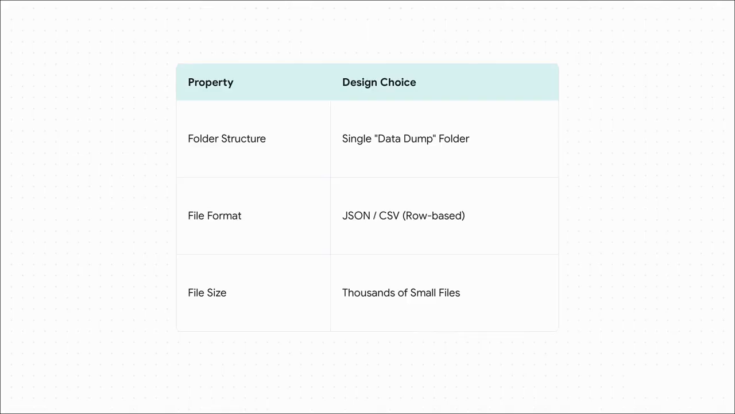So here's the anatomy of our problem. These are the design choices that got us here: a single data dump folder, a row-based format like JSON, and thousands upon thousands of tiny files. Each one of these decisions seems kind of harmless on its own, but when you put them all together, it's a perfect storm for terrible performance.